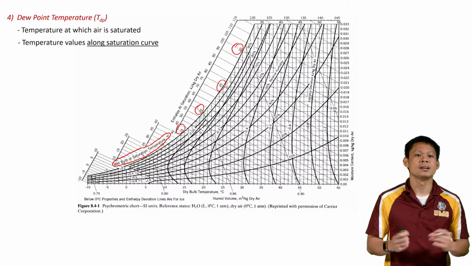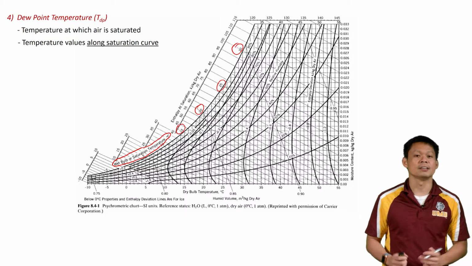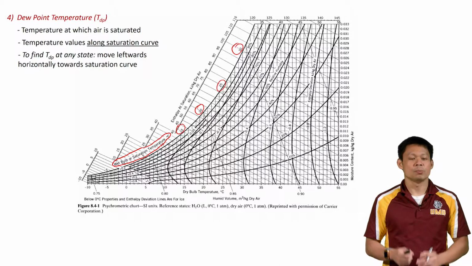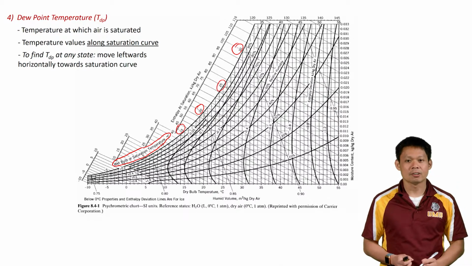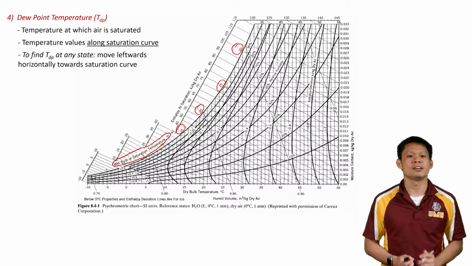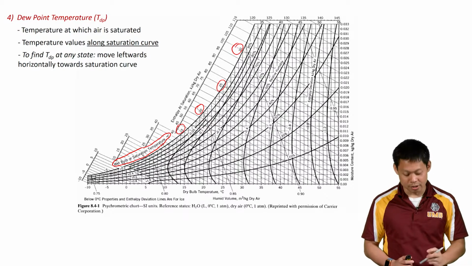So that's the scale, and the temperature values are along this saturation curve. To find the dew point, just like we read across the phase diagram, you'll just move leftwards horizontally towards the saturation curve, and then you read off that scale along that saturation curve.